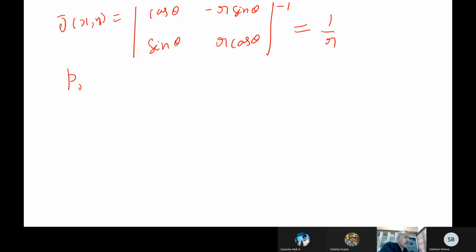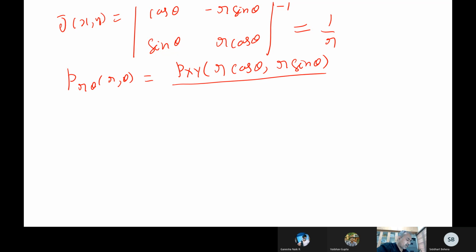So now my probability p(R, theta), say R comma theta. So I have p(x, y). Okay, so X is R cos theta, Y is R sin theta, divided by, of course, this 1 by R, the J will be there. So J is 1 by R. You followed, right? So I substitute this, the determinant actually. So this is how we write.